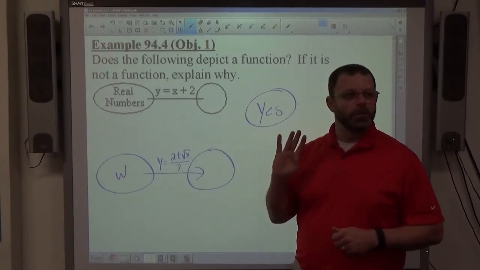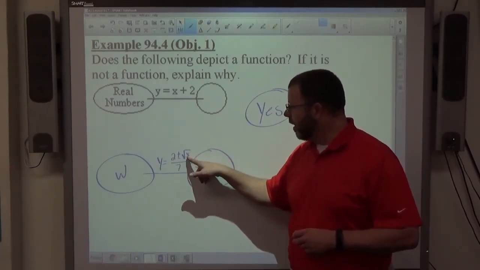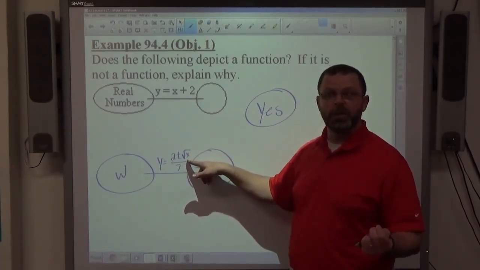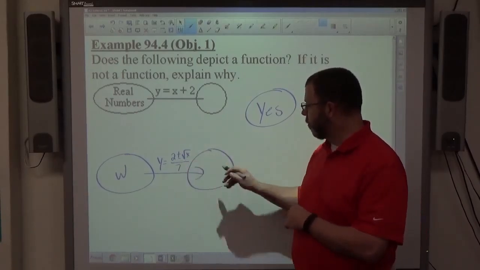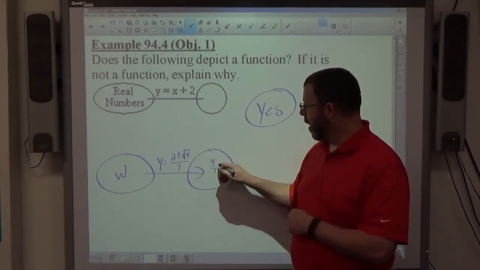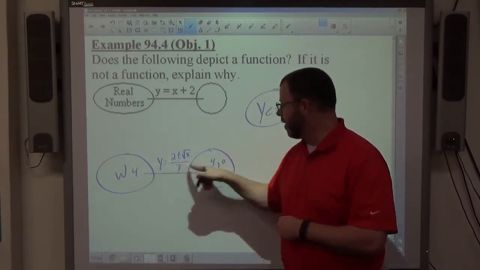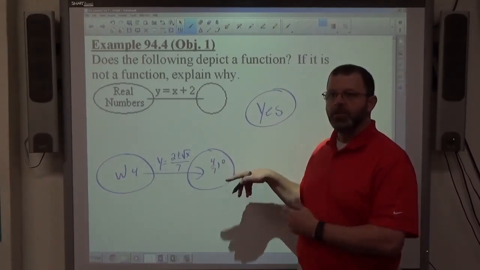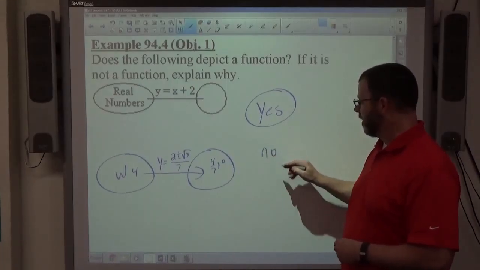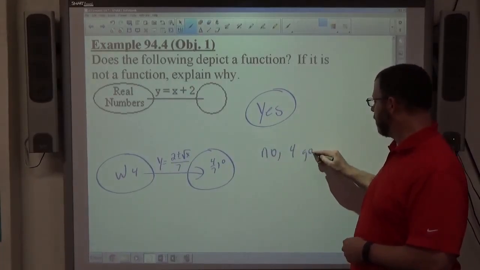Suppose I put in 4. 2 plus the square root of 4, so 2 plus 2, right? 2 plus 2 is 4. And 2 minus 2 is 0. So if I put 4 in, I'm going to get 4 7ths and 0 out. This is a no, and 4 goes to 2 numbers.